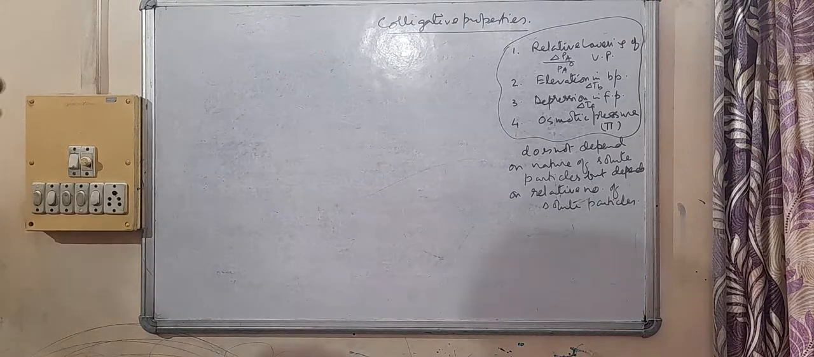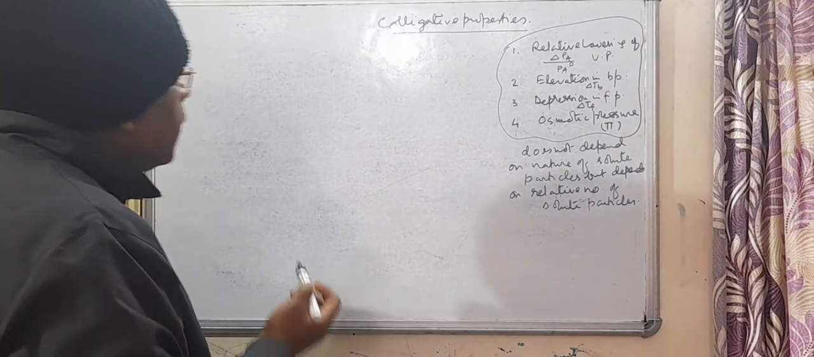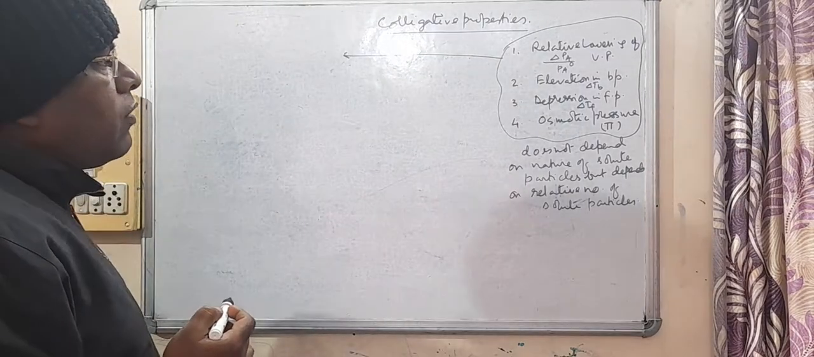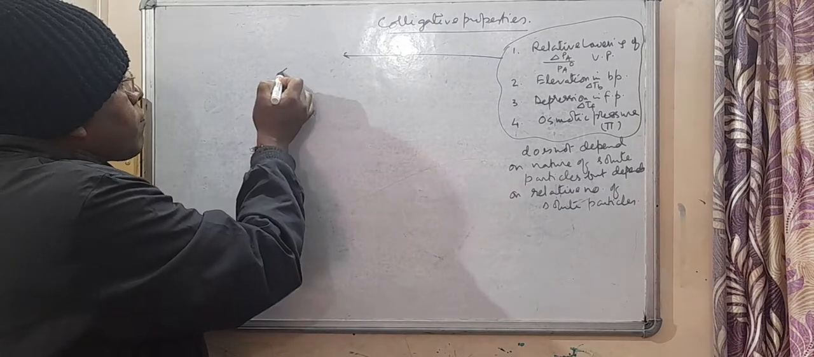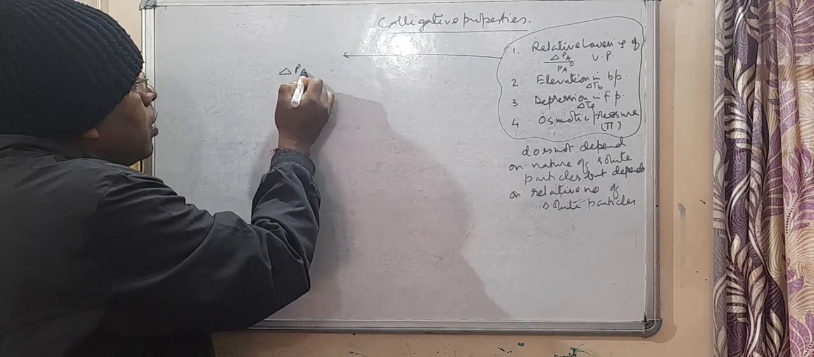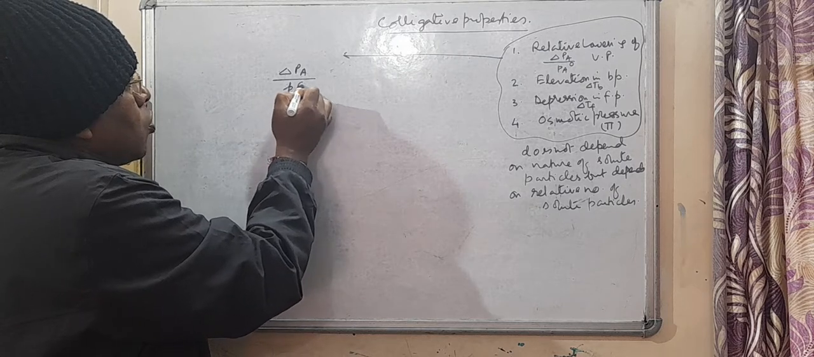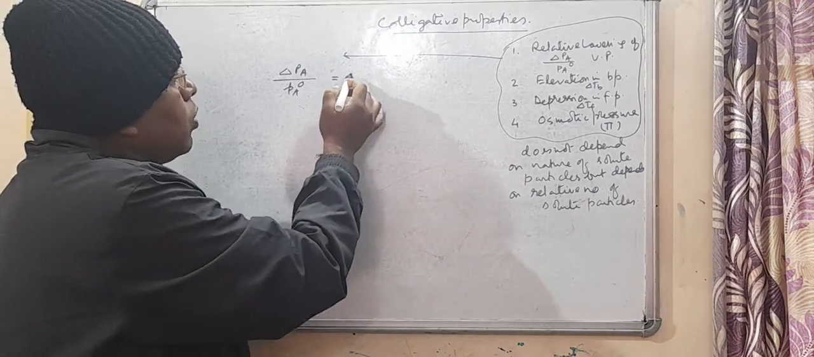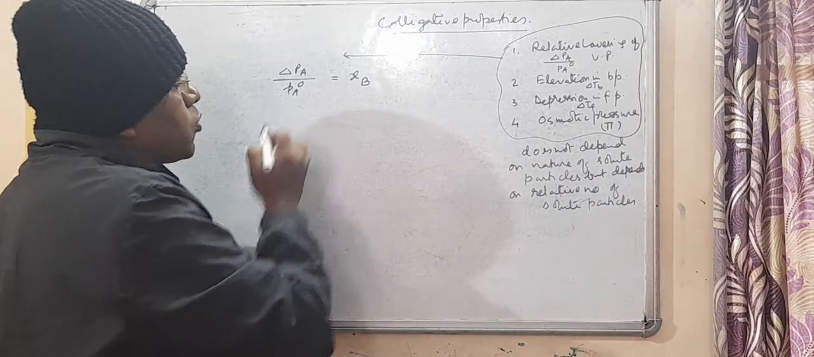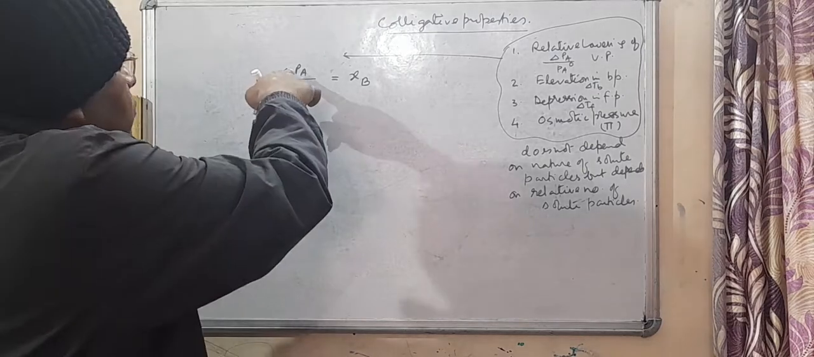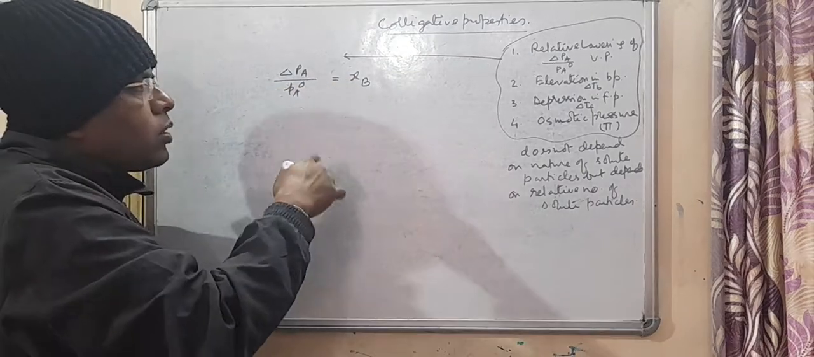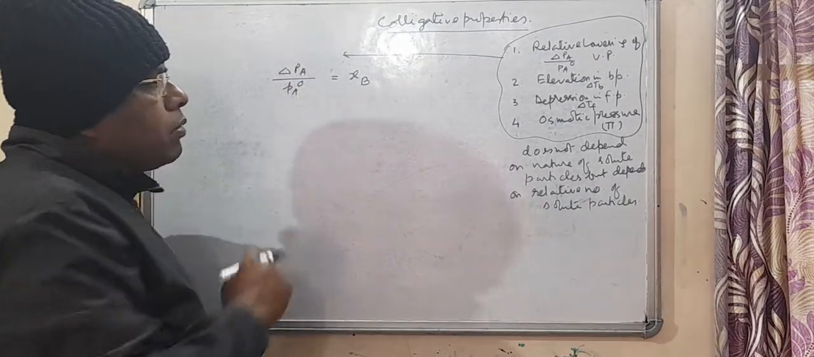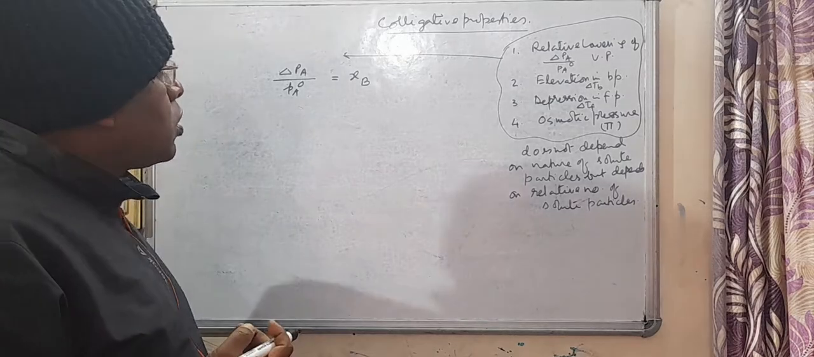So let me quickly write down the relationships here. Relative lowering of vapor pressure, that is delta Pa by Pa naught, is equal to the mole fraction of solute. This is also a statement of Raoult's law. You can say this if you are asked what Raoult's law is.